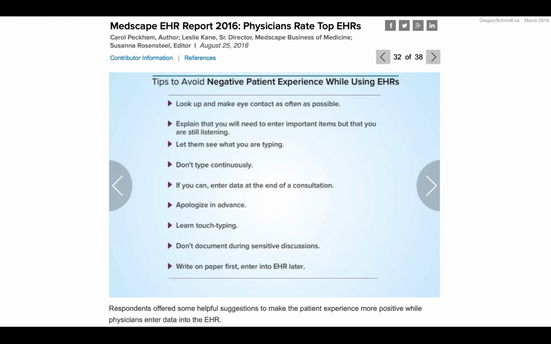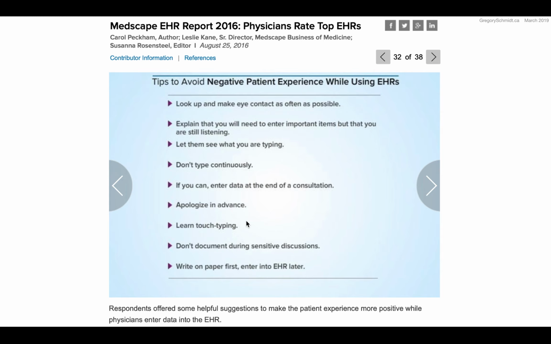I think it's a bit disconcerting when you look at the data around what physicians recommend on how to get around the negative patient experience with using an EHR, that you should apologize in advance to your patient. You should try to learn to use touch typing. I think that this is all indicative of a system which has been not brought together well into a clinical workflow and is causing a fair bit of disruption.